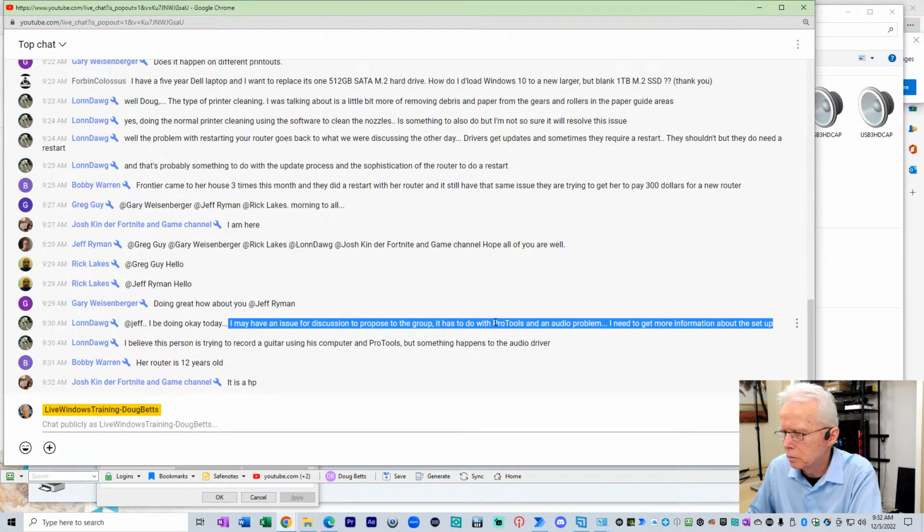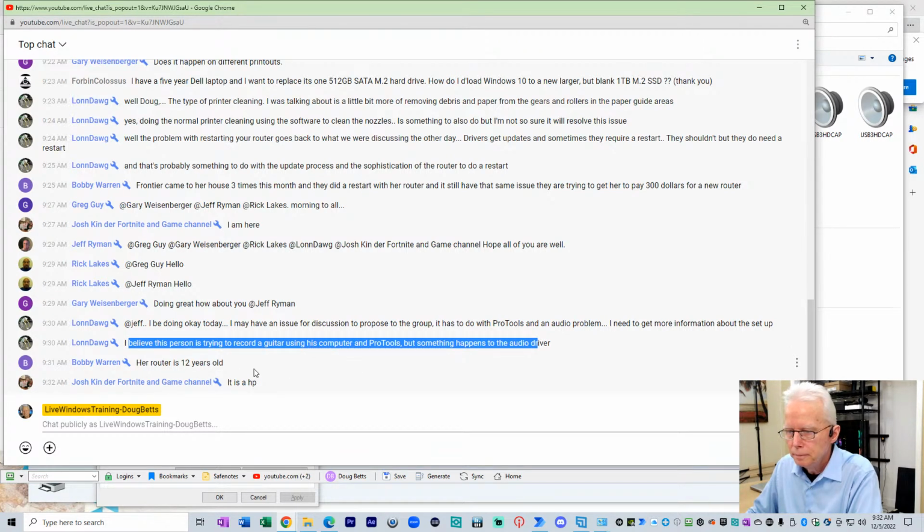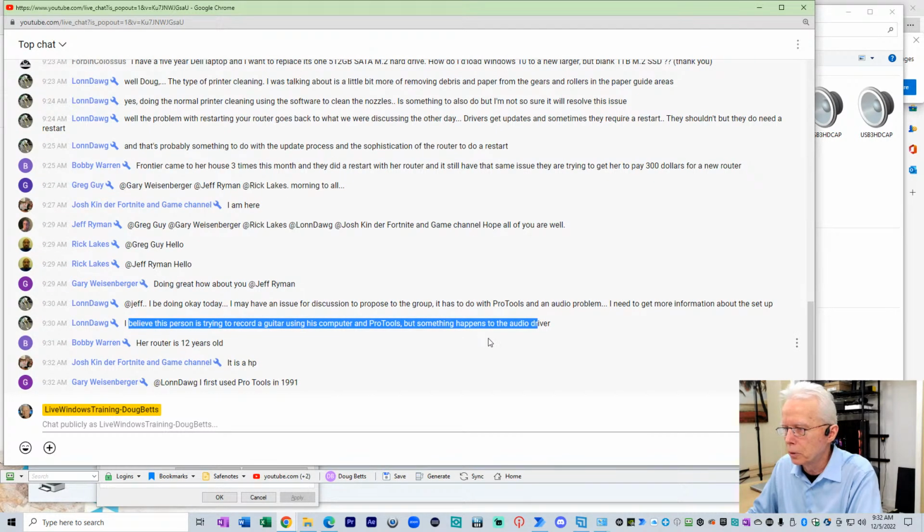Okay, I'm thinking Pro Tools is the name of a particular software within audio software, maybe? I believe this person is trying to record a guitar using his computer and Pro Tools. So Pro Tools, some kind of music producing software, I guess. Something happens to the audio driver.